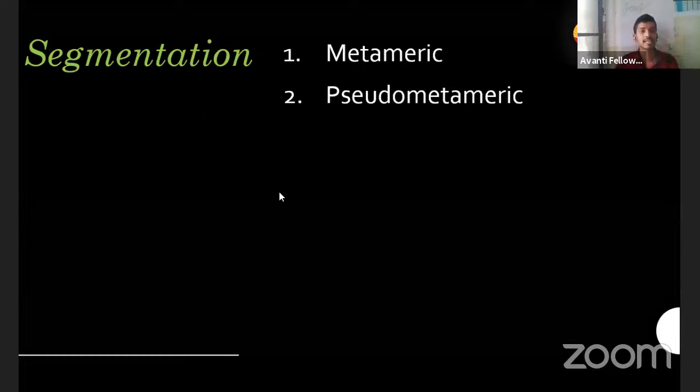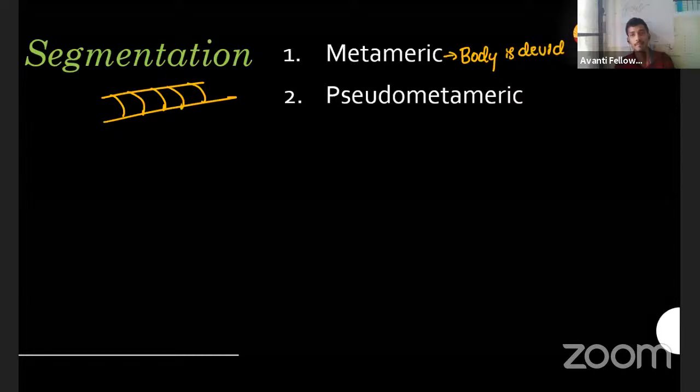Next one is segmentation. What are segments? Segments means cuttings, right? If I make a cut like this, I can call it segmentation. They are actually pieces, right? There are two types: one is metameric and the other is pseudometameric. Metameric means a major division. Metameric means the body is divided both externally and internally.